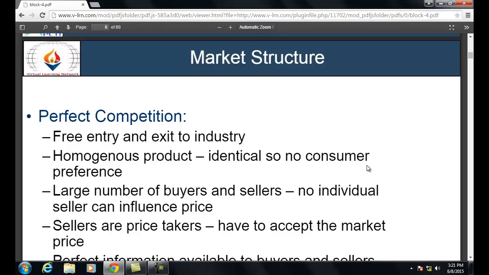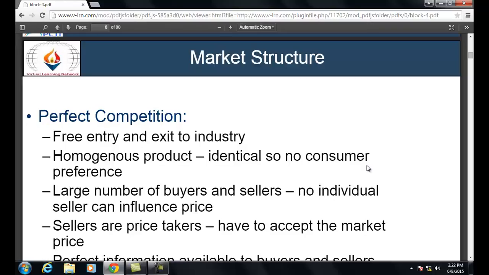Perfect market is a market in which there is a homogeneous product. The perfect market has these characteristics: free entry and access to the industry. Any firm is free to enter into the market and free to exit from the market, but there is no effect on the market situation or condition. Product is homogeneous, or the same type of product, identical, so there is no consumer preference, or no need for the consumer to give a choice to the market.